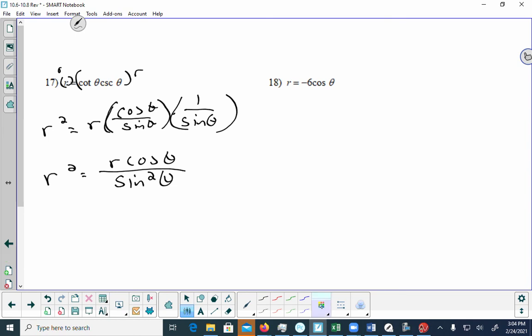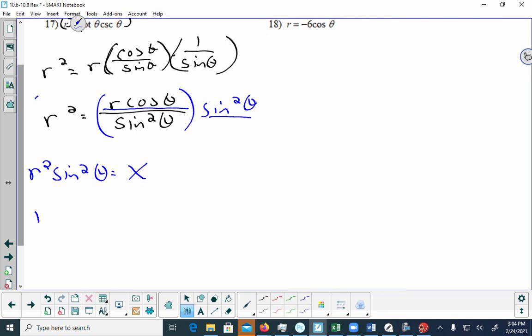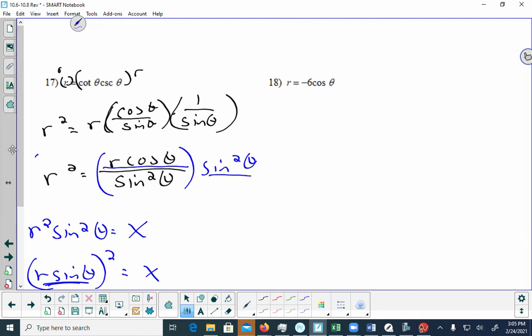Getting rid of the sine squared in the denominator, I'm probably going to multiply both sides by sine squared. So I'm going to have r squared times sine squared theta is equal to, and then r cosine will just be x. I can think of this as r times the sine of theta, and that whole thing is squared, is equal to x. So this r sine is going to be y, so I'm going to have y squared is equal to x, and I would probably just leave it like that. That's one way I could do it. You know, there's so many ways I can do this.